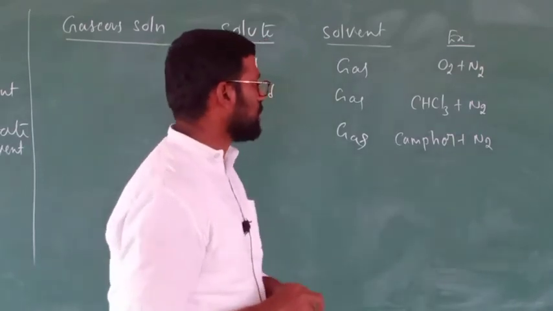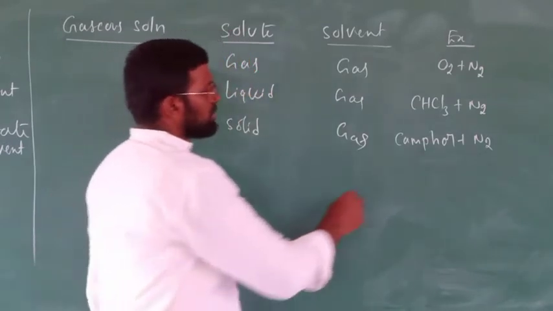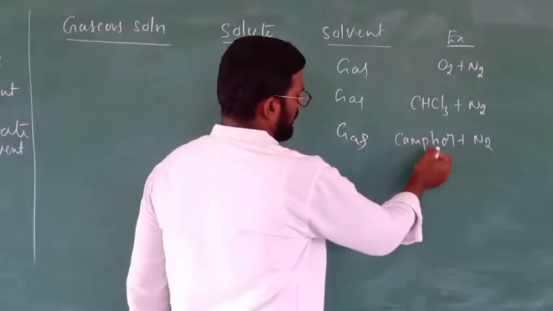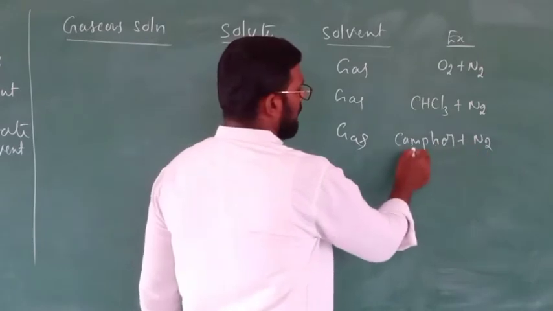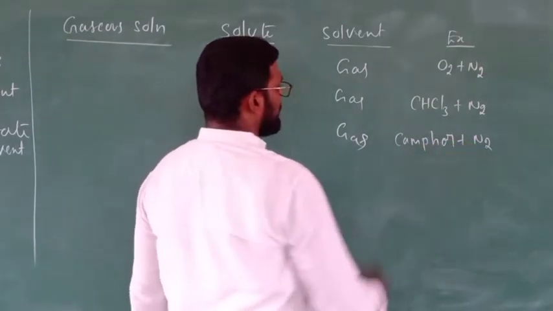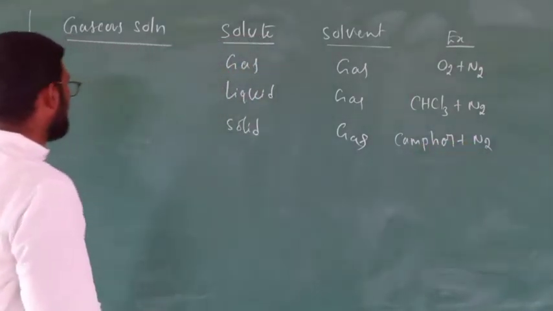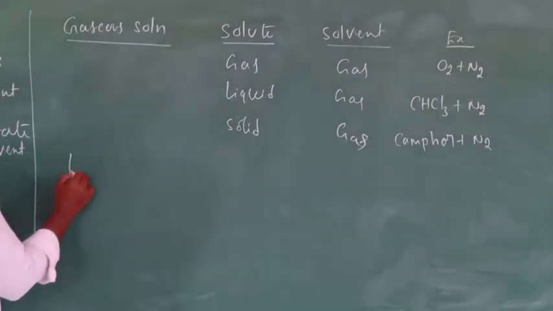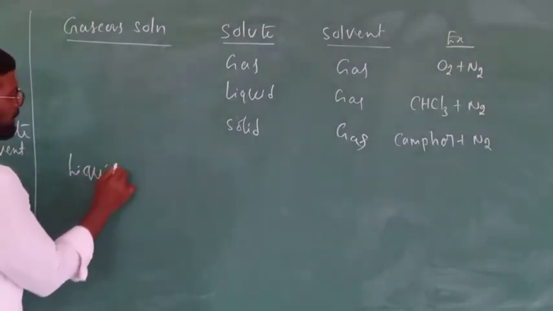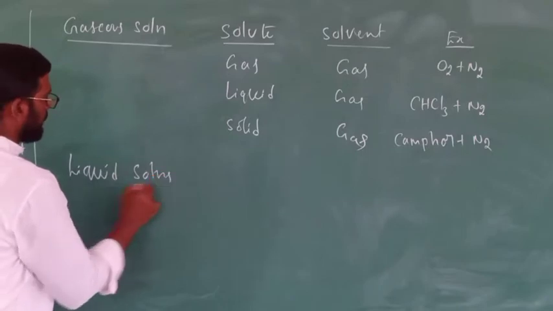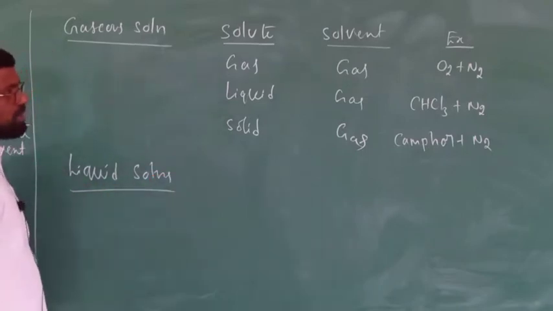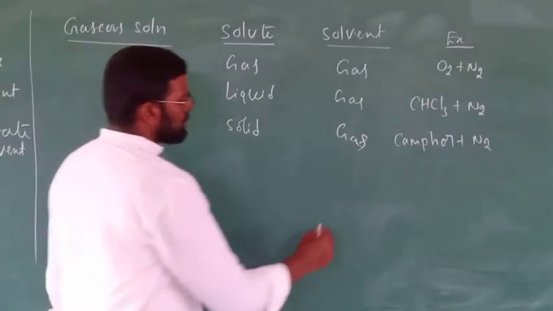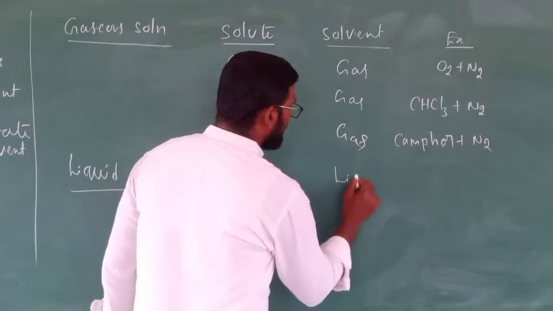So such a mixture is called a solution, that is a camphor solution. So camphor in solid state and nitrogen in gaseous state. Next, the second type of solutions are liquid solutions. So what type of solutions are called liquid solutions? The solutions in which solvent is in liquid state.